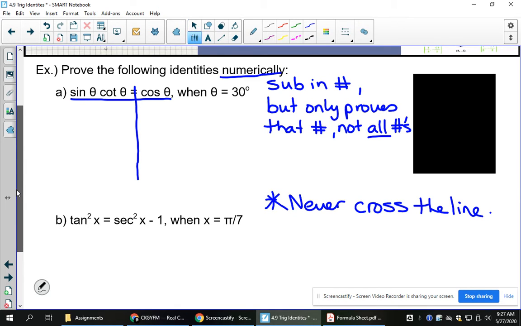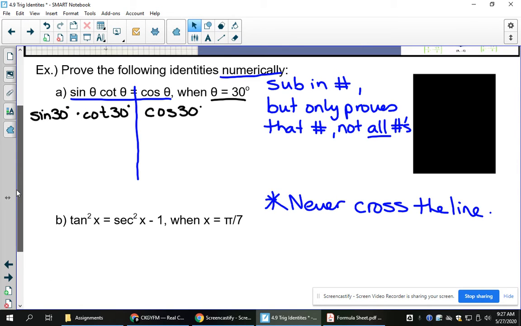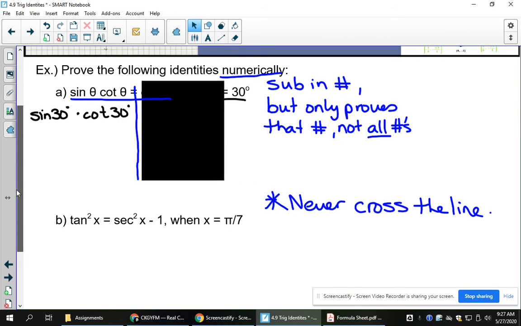So everywhere I see theta, I'm going to write 30 degrees. And then on this side, I have cosine, 30 degrees. Now, this is really going to help some students. If you ever feel yourself wanting to do algebra, so move things from one side to the other, I want you to simply come over and put a sticky note, a blank piece of paper, a book, something on one side of the T proof.